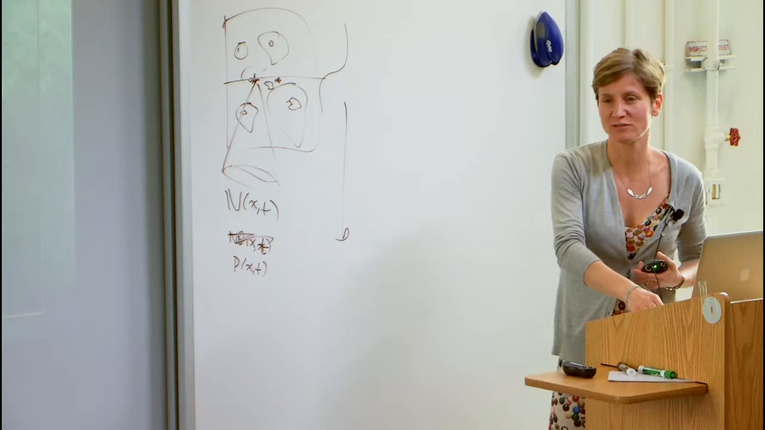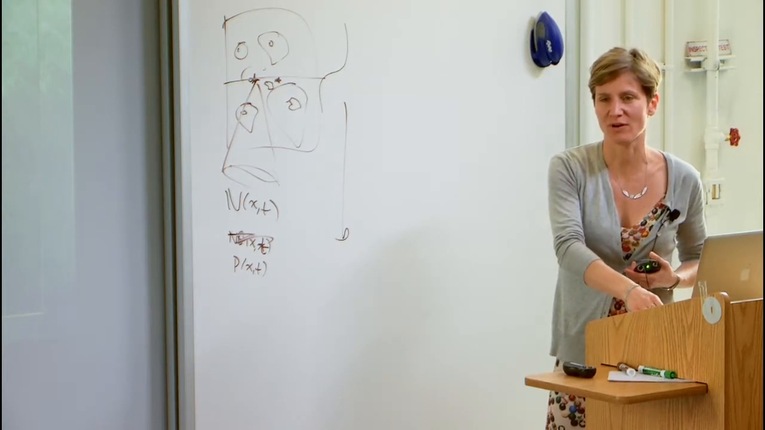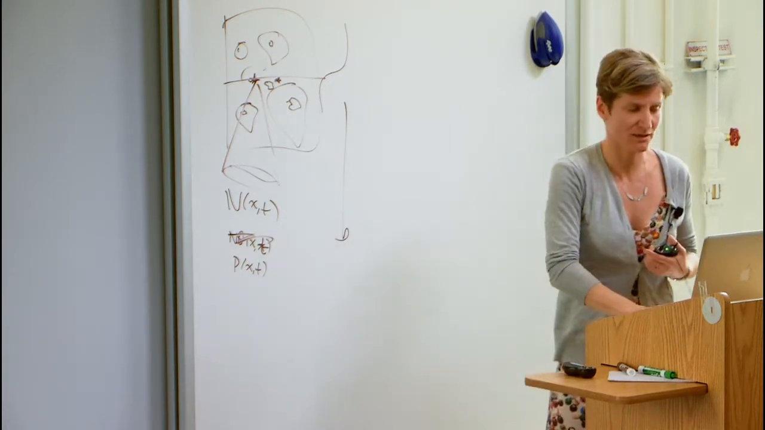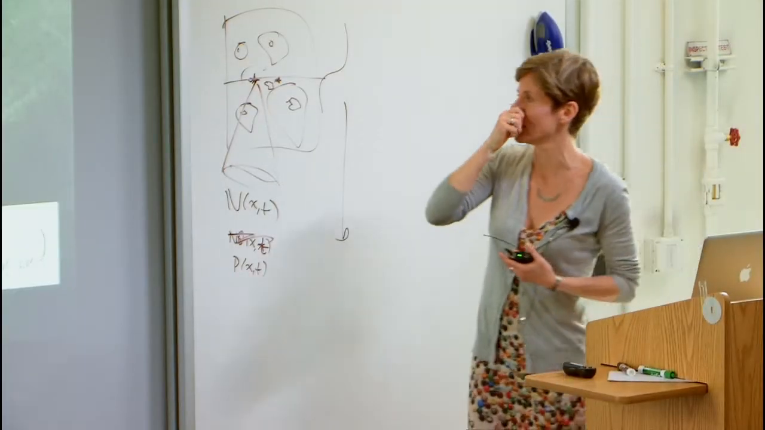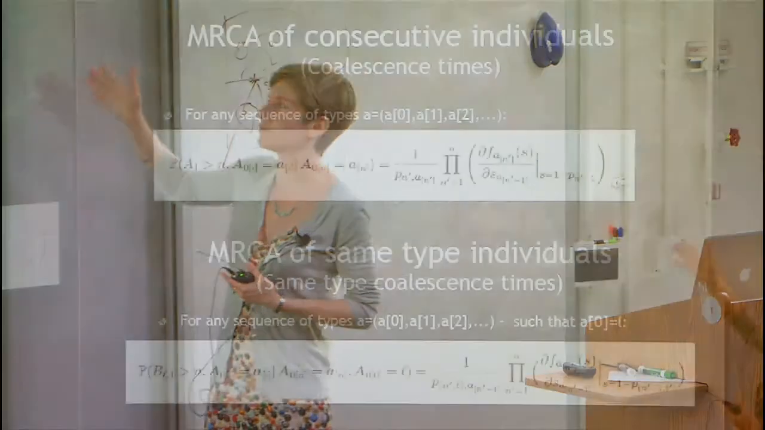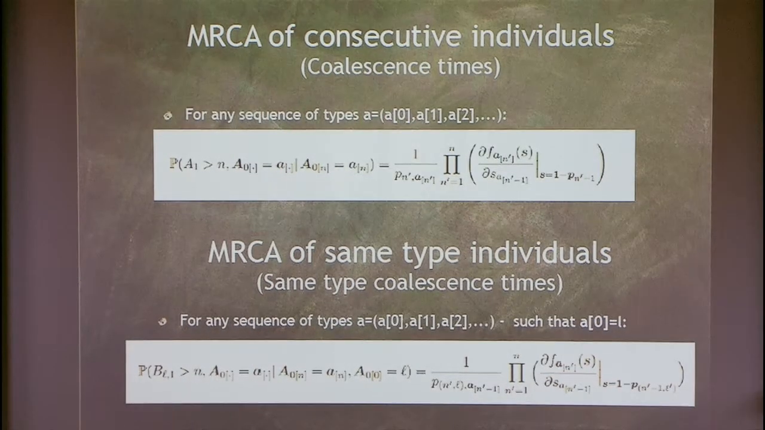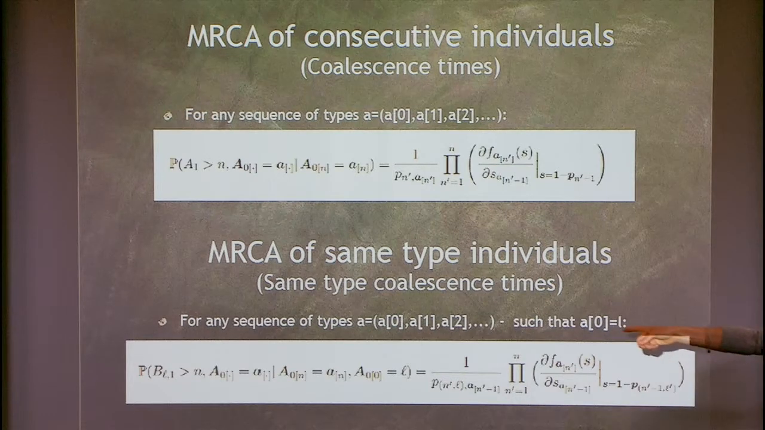So yeah, this all depends on the embedding of things in the plane. So the next may mean nothing in terms of biology. Based on the offspring distribution, you can write down formulas that tell you the distribution of coalescence times of consecutive individuals, and the distribution of coalescence times for a specific type L.